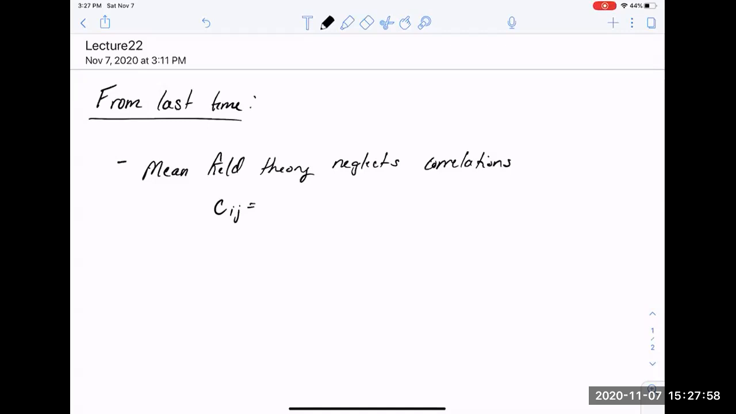quantified by introducing a correlation function, Cij, which was the fluctuation in spin i, fluctuation in spin j, averaged, which can be written as the average of Si Sj less the average of Si times the average of Sj. This is strictly 0 if spins i and j are uncorrelated, and the extent to which it is non-zero tells us about how much influence those spins have on each other's statistics.